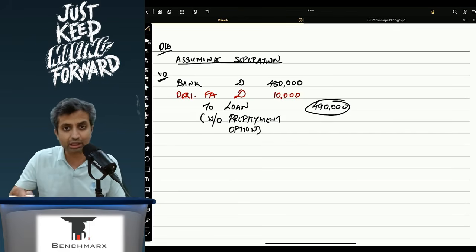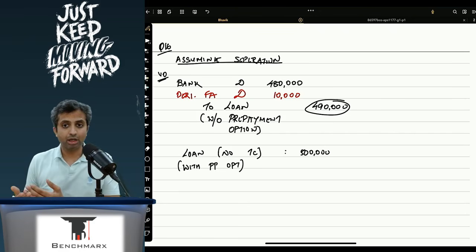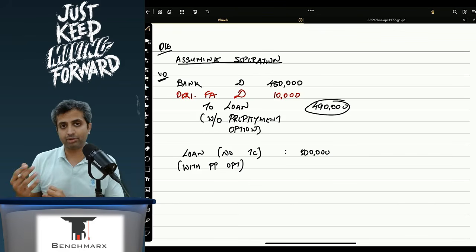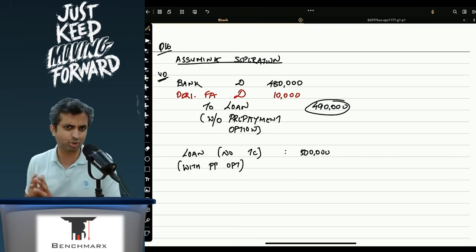Let me just explain it in a slightly simpler way. For example, let us say there was a loan and there was no transaction cost. If there was no transaction cost, how much would I get? I would get 5 lakhs. But is this a loan with the prepayment option? Yes. Now the prepayment option, remember, is favorable to the borrower, that is the issuer of the loan, and it is adverse to the holder.